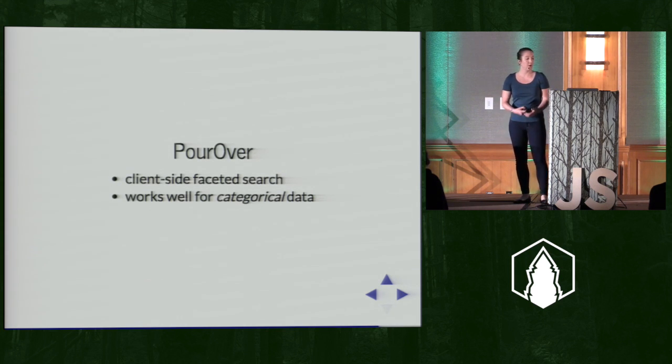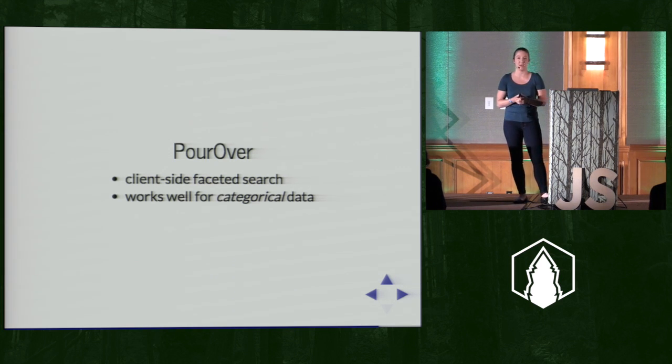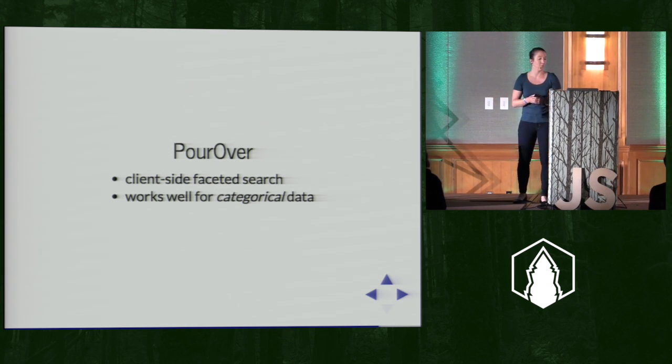And then PourOver is a little bit different, and the original use case for it was client-side faceted search. So basically, if that is your exact use case, then it might be the tool to look for first. It's basically sort of tag filters in many combinations kind of use case. So that would be worth checking out.